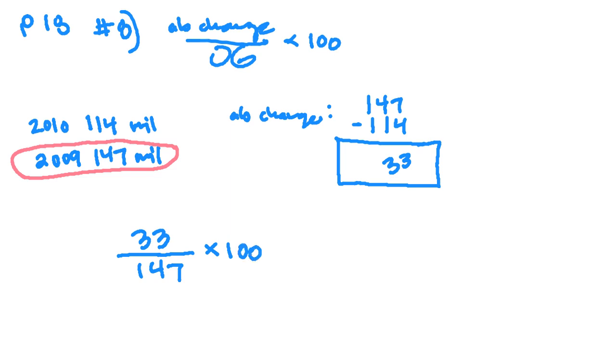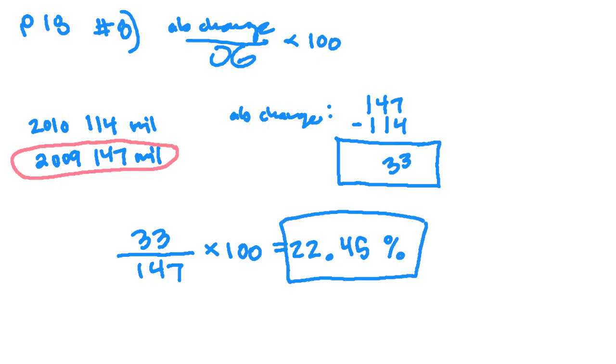Put this in your calculator, and I get 22.45% after I round. How did I know to use that formula? This is important: you need to know when to use the formula. In the problem, it says find the percent decrease. If I have the words percent decrease or percent increase, I know to use this particular formula.